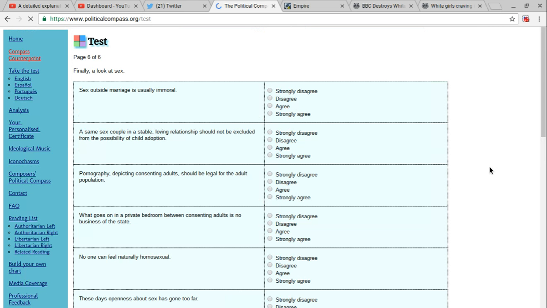That was easy. Finally, a look at sex. Oh yes, yes, yes, yes. Sex outside of marriage is usually immoral. How is it usually? How is it unusually moral then? Here the question says it's usually immoral to have sex outside of marriage. So when is it unusually moral to do it? I honestly don't get it. I mean, if you want to look at it from the religion, see, this should have been on the religion one. This question should have been religion.